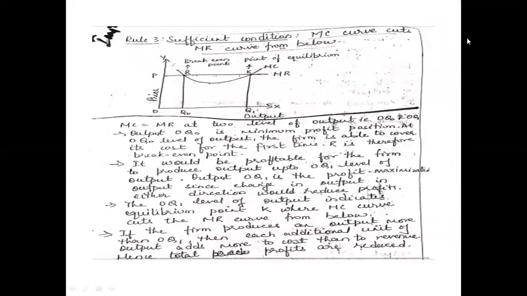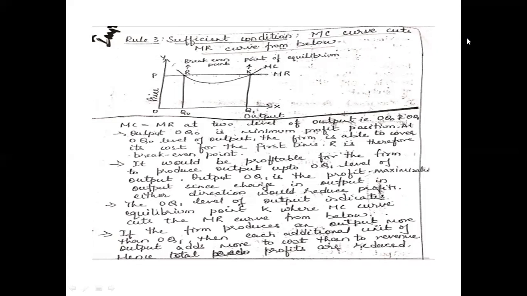Then the next condition is the sufficient condition, and it is a very important condition. It says the marginal cost curve should cut the marginal revenue from below. Marginal cost can cut the marginal revenue line from above and also from below. If it cuts from above, it means that point R is a break-even point, and if it cuts from below, that is the point K. It is a point of equilibrium.